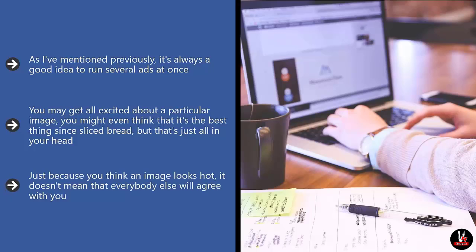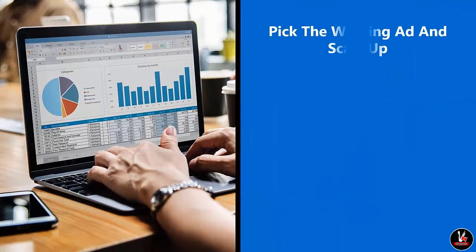Just because you think an image looks hot, it doesn't mean that everybody else will agree with you, least of all your target audience members. Run many different images, but use the same headline text and the same call to action and the same landing page. Pick the winning ad and scale up.